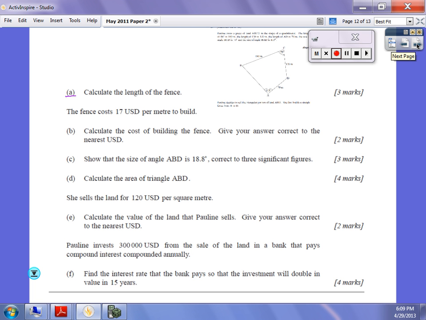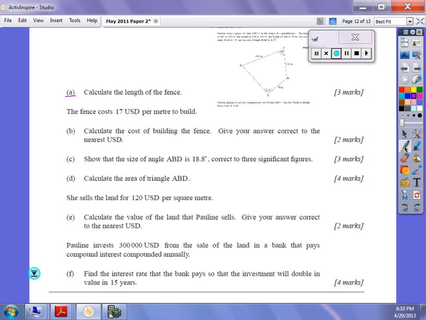We're given some information that a fence costs $17 per meter to build. We're going to calculate the cost of building the fence. Now, when we do this, we have to go back, and this just seems absolutely crazy, the 197 is rounded to 3 sig fig. But when we're calculating the cost, we need to go back and use our unrounded values. What I would do is just use whatever was in your calculator.